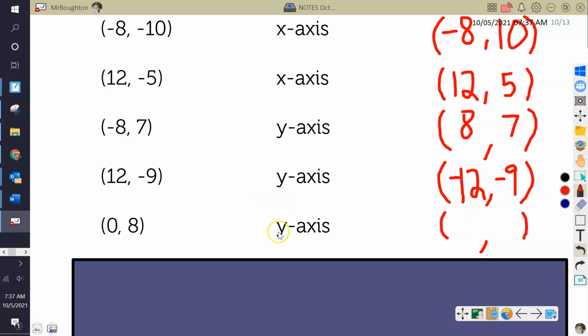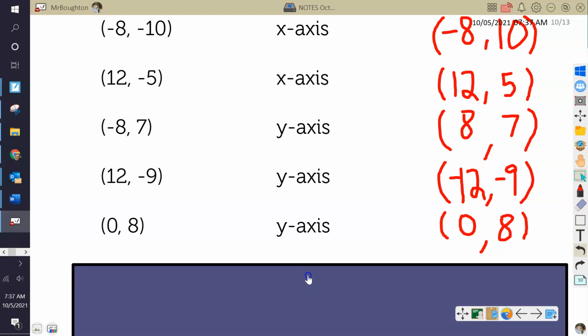So once again, the y-axis, the y is the same. That would be 8. And what's the opposite of 0? There is no opposite of 0, so it's just 0. So it will be the same exact coordinate right there. I think that's all I got right there.